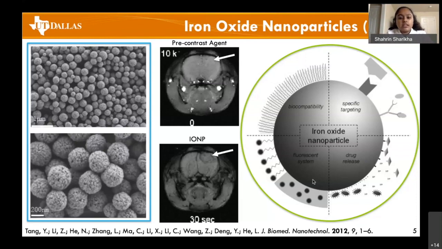As you can see in the image, in the MRI scans in the middle here, in this specific study, the patient was administered a pre-contrast agent that highlighted the different parts of the brain. And after applying the iron oxide nanoparticle, you can see that there was a lesion that appeared in the right part of the brain over here. And it's dark because, as I mentioned earlier, T2 contrast agents lead to hypo-intense signals.